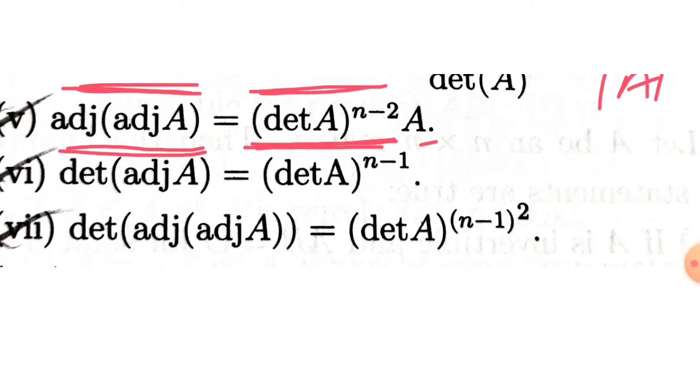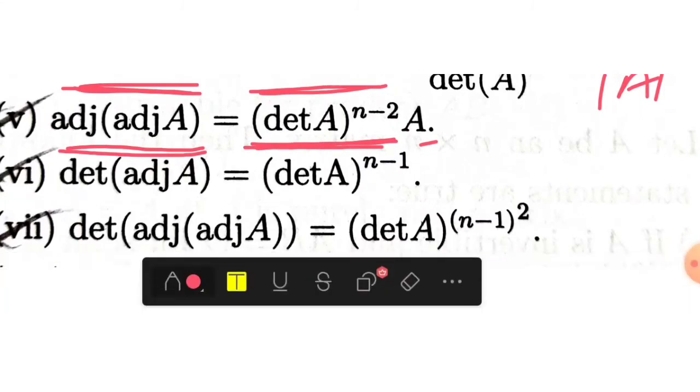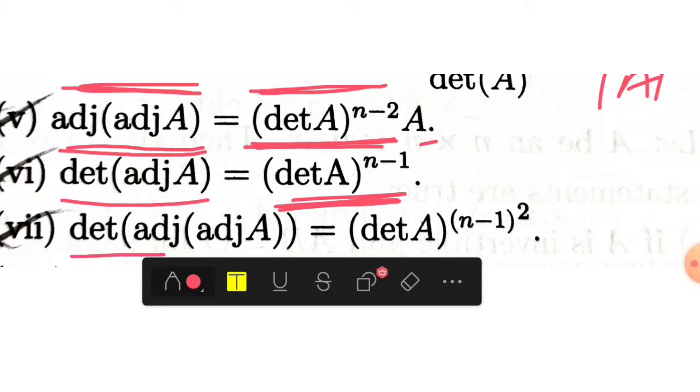Next, formula number 6. Det of adjoint A is equal to det A whole to the power n minus 1. And formula number 7 is det of adjoint of adjoint A, which is equal to det A whole to the power n minus 2 whole square. So these three formulas are the most important formulas.